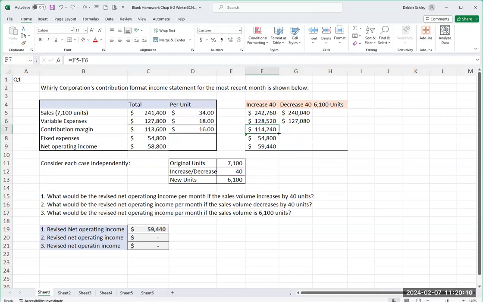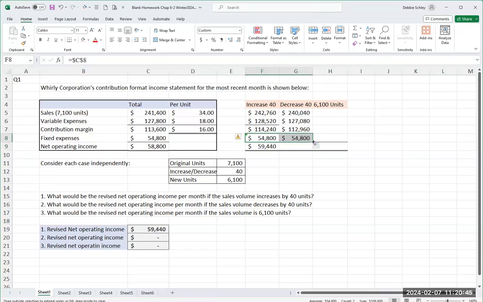Now this one, because I didn't anchor the cells, I can drag that formula over here to get my contribution margin, right? My new sales minus my new variable. Fixed stays the same. Whoops. That's what I forgot to do. I didn't anchor it. Can't drag that one if I don't anchor it. Otherwise, it'll then reference this empty cell. And I don't want it to do that.